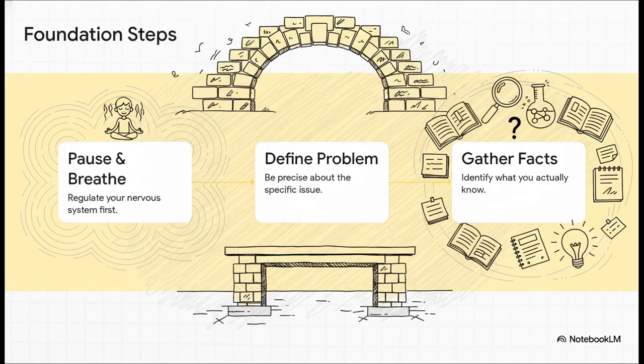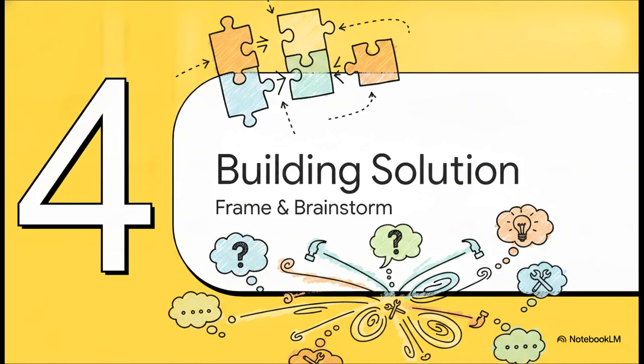Step 2, define the specific problem. Is the problem just that you hate science, or is the specific problem that you don't understand how to balance a chemical equation? You've got to be precise. Step 3, gather the facts. What do you actually know? What resources or notes do you have? If you don't take the time to build this strong structural foundation right now, your whole project risks collapsing under pressure later on. Which brings us to the active construction phase.